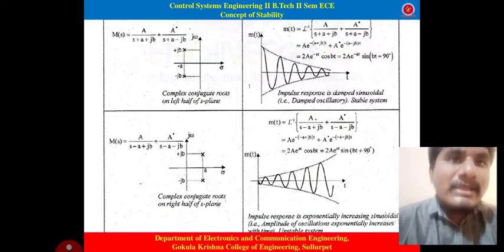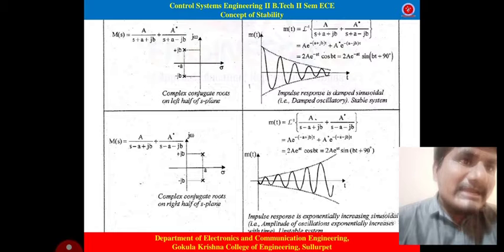Okay, the next one. See here, we have taken complex conjugates as the poles. So m of s is a by s plus a plus jb plus a by s plus a minus jb. Okay, so the roots are minus a plus or minus jb. So in that particular case, the poles are given, as well as m of t is calculated to be 2 into a e power minus at sine function. Okay, and you can see the plot.